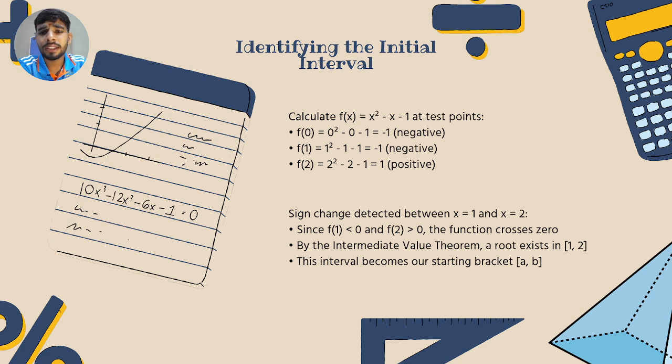Since f of 1 is less than 0 and f of 2 is greater than 0, the function crosses 0. Now by the intermediate value theorem, a root exists in between 1 comma 2. This interval becomes our starting bracket a comma b.